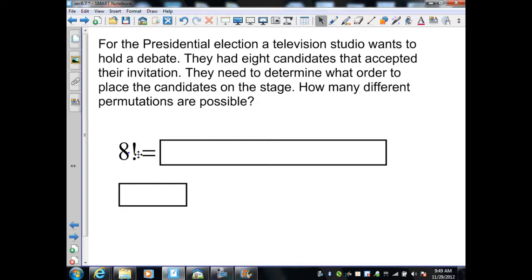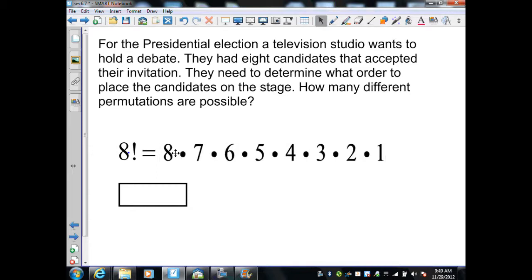That's going to give us the multiplication counting principle. So we can use 8 factorial. And we put that in an expanded form: 8 times 7 times 6 times 5 times 4 times 3 times 2 times 1. Find the product, multiply them all together, and I get 40,320 ways I can arrange those 8 candidates.